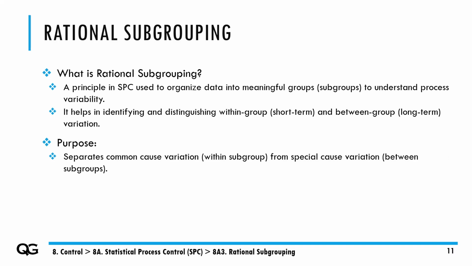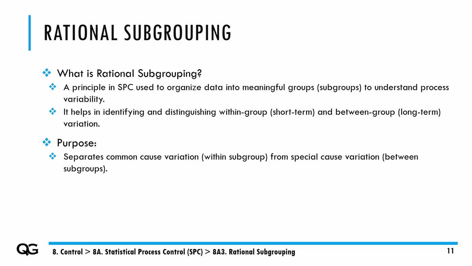Now we have understood what a subgroup is. Now the next question will be, what is a rational subgroup? So in process control, when we are picking 3 items from a process which is producing 200 items per hour, that is a subgroup. And what we expect from this subgroup is that the variation within this subgroup should be minimum, because this should be a snapshot of the process. So in a rational subgroup, the variation within the subgroup should be minimum so that we can identify when there is a bigger change in the process, or when there is a variation between subgroups.